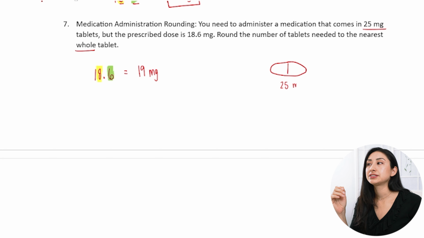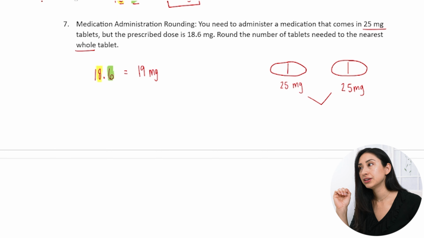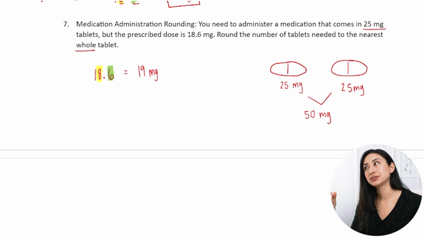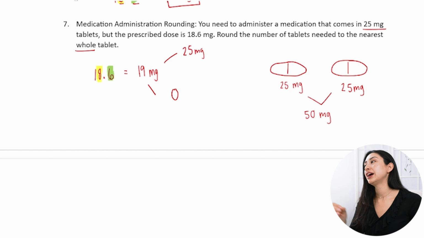Based off of the value that this tablet has, I can either give 1 tablet, or if I were to give 2 tablets, that would now be 50 milligrams total. 25 milligrams plus 25 milligrams would mean that I have 50 milligrams. So I'm either going to give 0 tablets, 1 tablet, or 2 tablets. Well, our final answer was 19 milligrams. So what's the closest tablet value I can give? Either I give 0 tablets, no, that's not close enough. Or is 19 milligrams closer to 1 tablet, 25 milligrams? Yes. So in this example, I would have had to give 1 tablet.